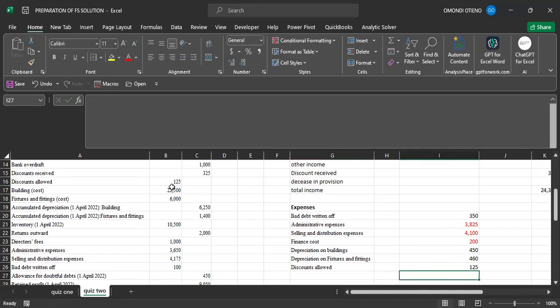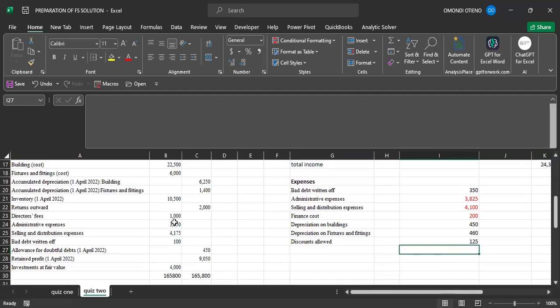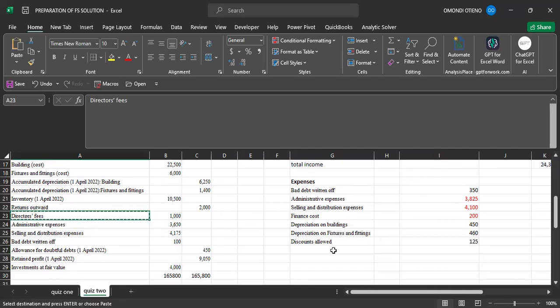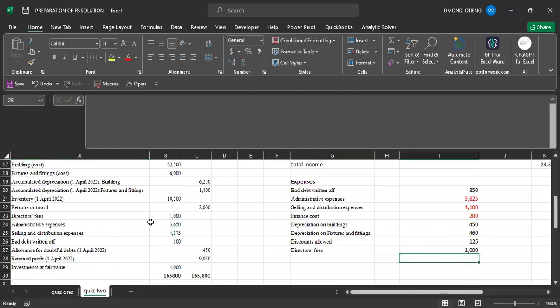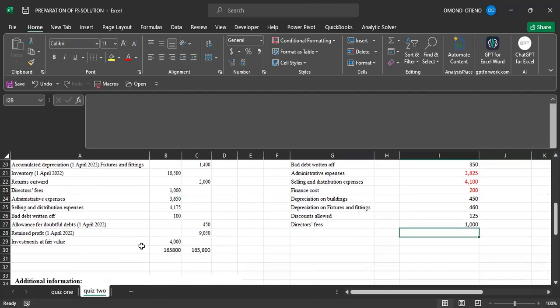We have building, that's an asset. Fixtures and fittings, an asset. Inventory, no, we are not going to use it there. It has been used. Return outwards has been taken care of. Director's fee. It was not used, so we need to bring it here. Then we look at admin, has been taken care of. Selling and distribution, we've taken care of that. Bad debts written off, we've taken care of that up here. Allowance for doubtful debts, it was already taken care of.